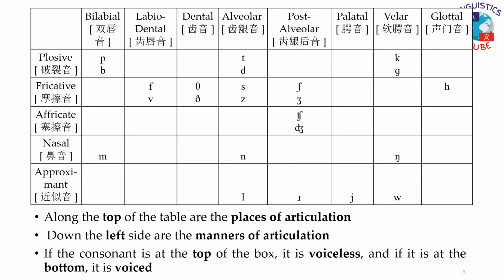Looking again at the table of consonants, you can see the fricatives and affricates. Remember that the places of articulation are along the top. Down the left side are the manners of articulation. Finally, if there are 2 consonants in the same box, the top consonant is voiceless and the bottom consonant is voiced. You can feel this if you touch your Adam's apple. Say a long f and then a long v. You can feel vibration for the voiced fricative v.